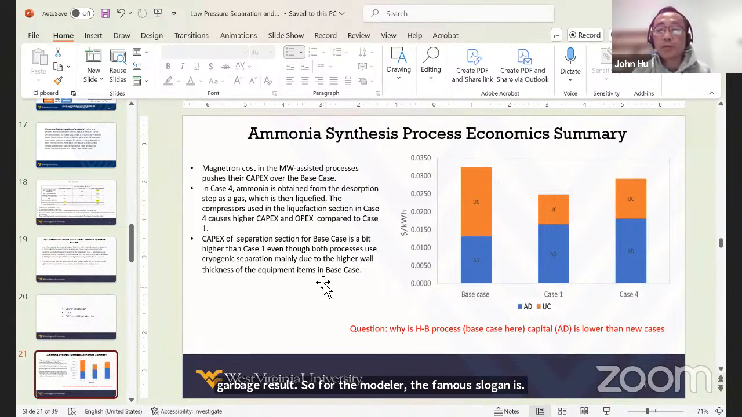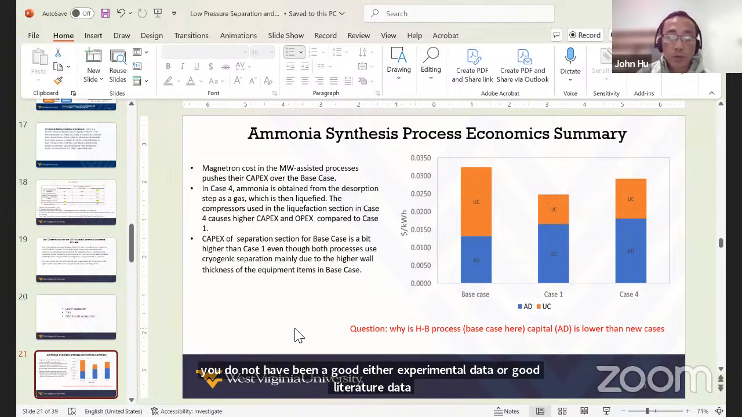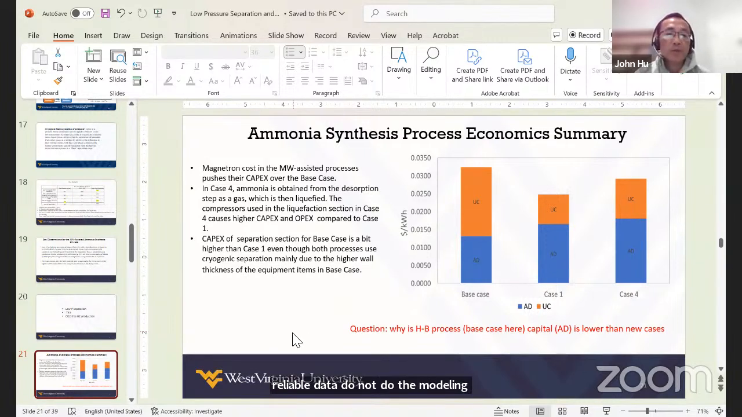So for the modeler, the famous slogan is garbage in, garbage out. Which means if you build a model, it doesn't matter how good your model is. If you feed it unreliable data, garbage data, you will get a garbage result. So a good modeling work needs good experimental data. You have to be precise on experimental data. Otherwise, if you do not have good experimental data or reliable literature data, do not do the modeling work because it's a waste of time. So the data has to be reliable. Okay, so let's continue.